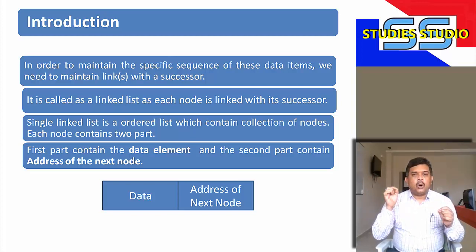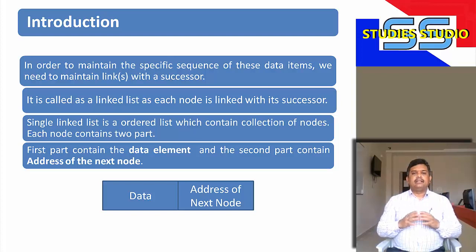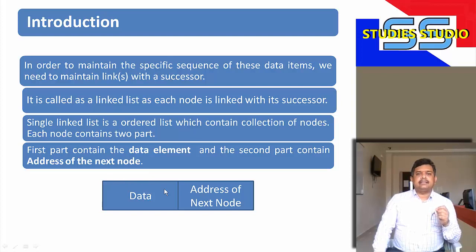A singly linked list is an ordered list which contains a collection of nodes. Each node contains two parts. The first part contains the data element and the second part contains the address of the next node. It can be seen in this particular diagram. If I take this as a node, the first part contains the data and the second part contains the address of the node.